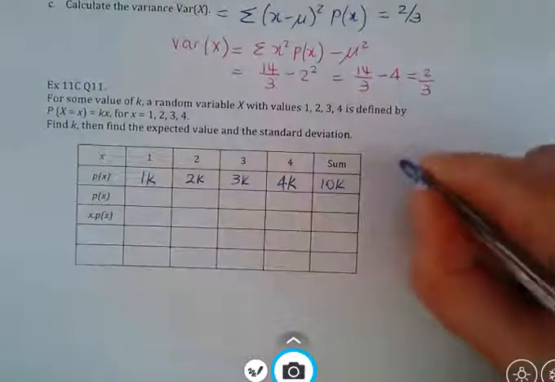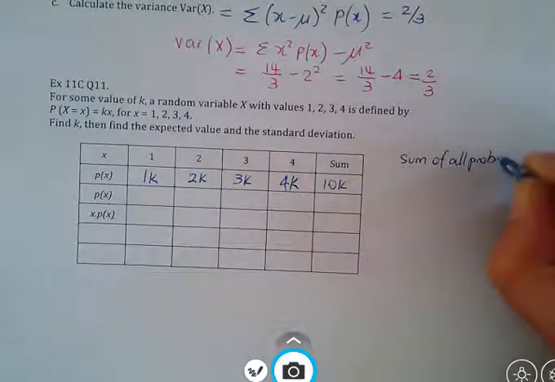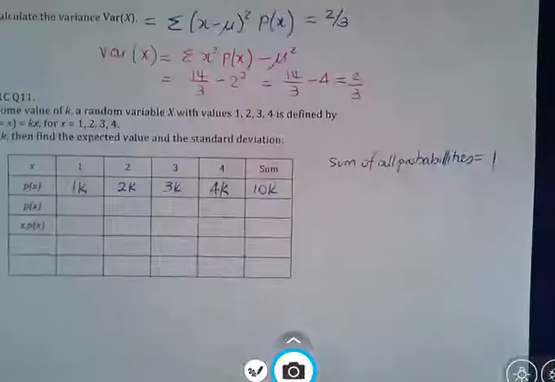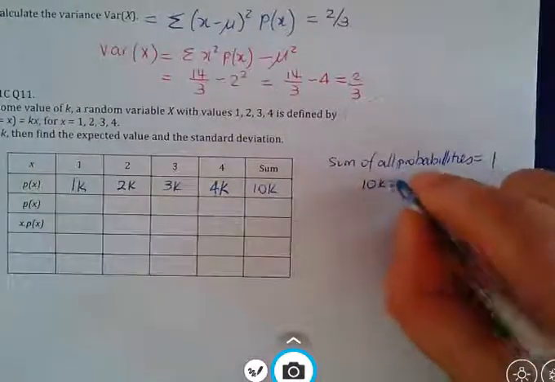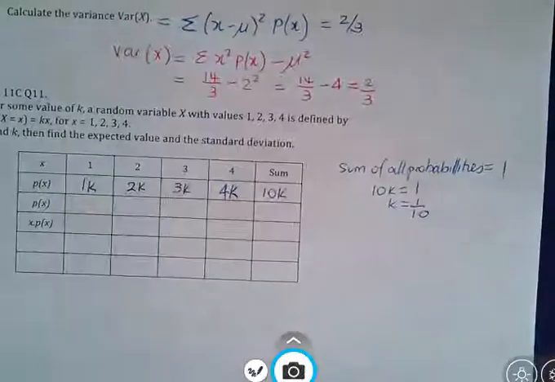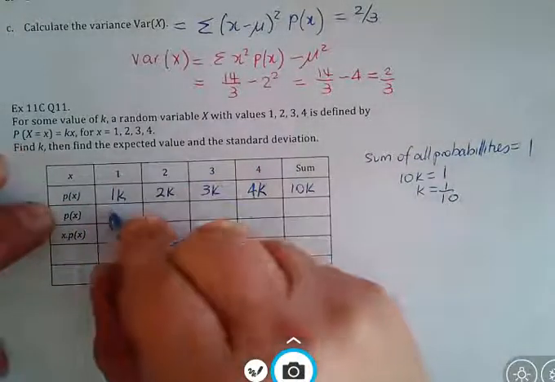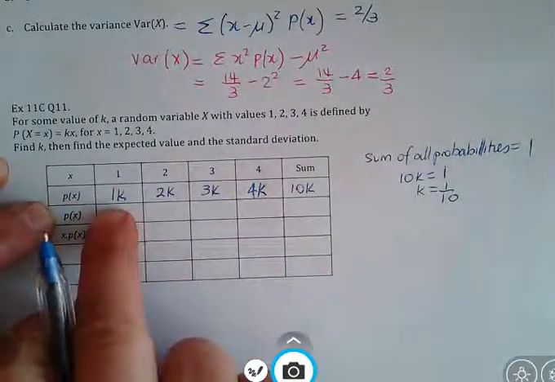But we know that the sum of all probabilities in a probability distribution is 1. So therefore 10k is 1. So therefore k is 1/10. So now that we know that k is 1/10, we can write the actual probabilities here on the next row.